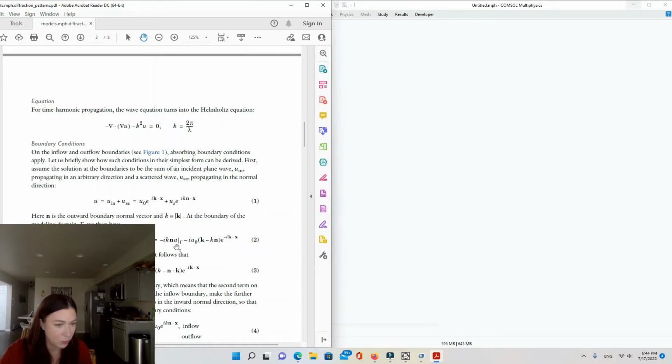Okay, so they don't explicitly define it here, but just judging by the context and further explanation down here, it looks like k vector describes the inward normal direction and n vector is the outward boundary normal vector. So they're basically opposite.